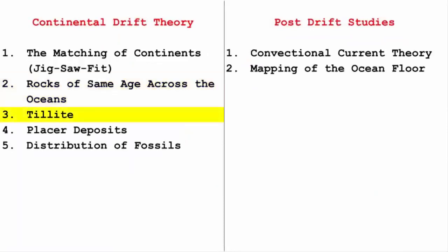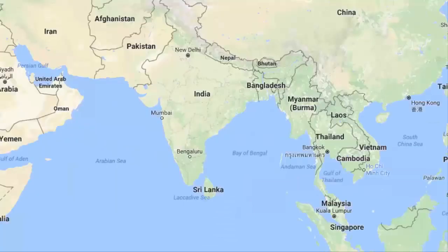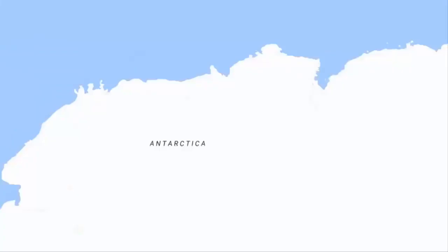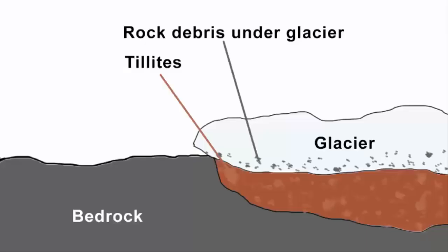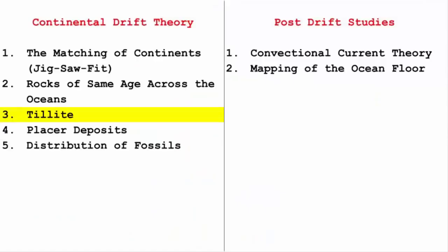The third point in continental drift theory talks about tillite formation. The Gondwana land consists of 6 land masses. They are India, Africa, Madagascar, Australia, Antarctica, and Falkland Islands. Under the base of these 6 land masses, tillite sediments were found. So that made Wegener think that okay, these 6 land masses were once together and now they are apart.